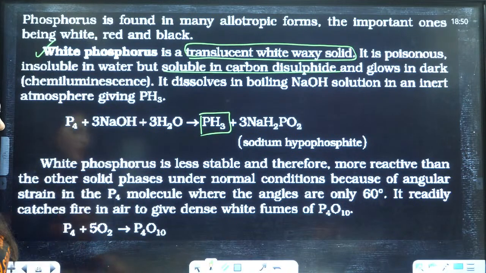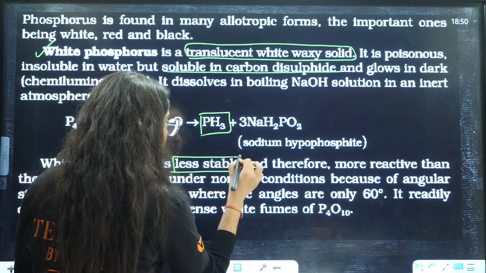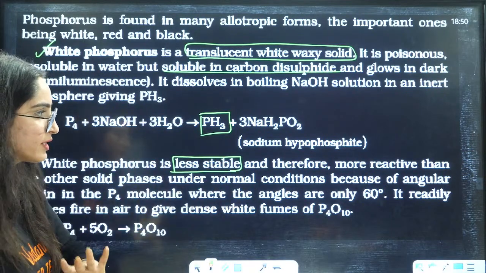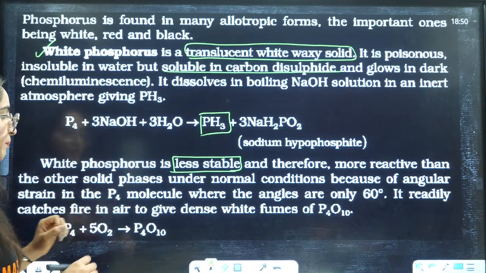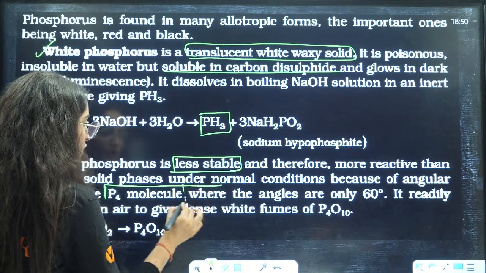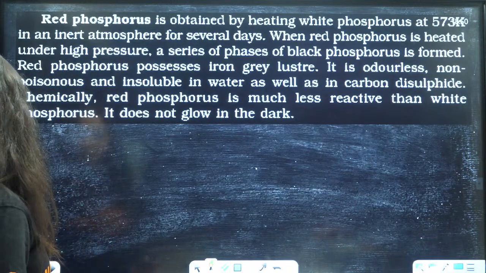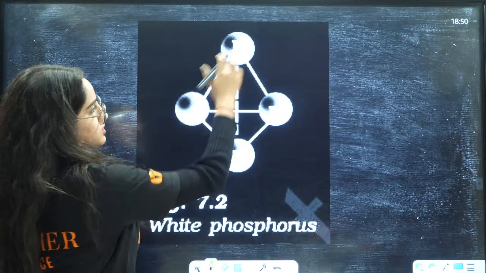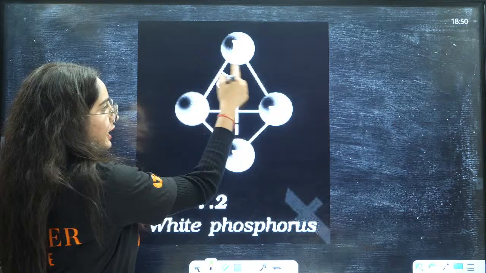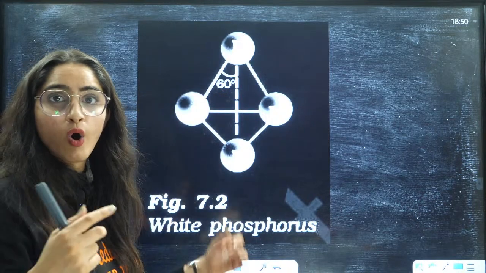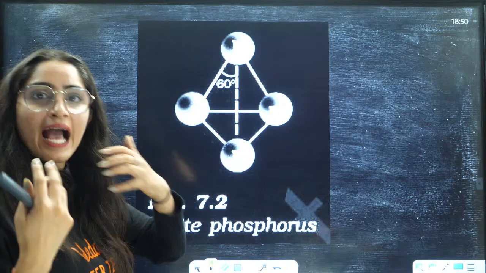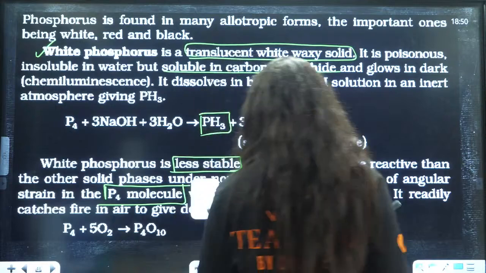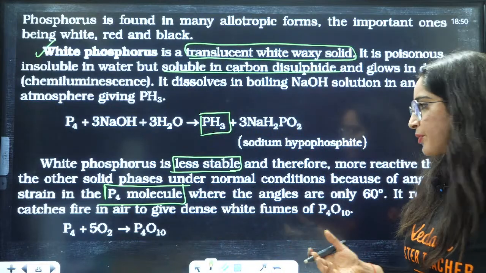Now, white phosphorus is less stable. Therefore, it is more reactive than the other solid phases under normal conditions because of angle strain in the P4 molecule. Its structure is like this. Because of this kind of structure, it has more angle strain, so it is more reactive and much less stable. You just need to remember that white phosphorus is more reactive as compared to others.